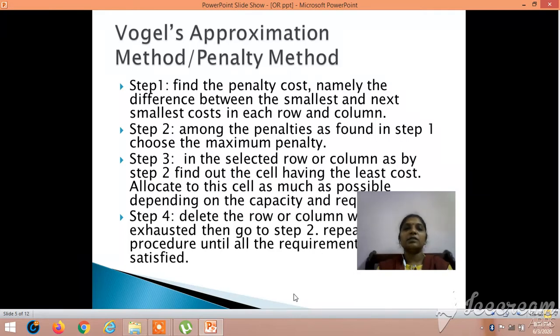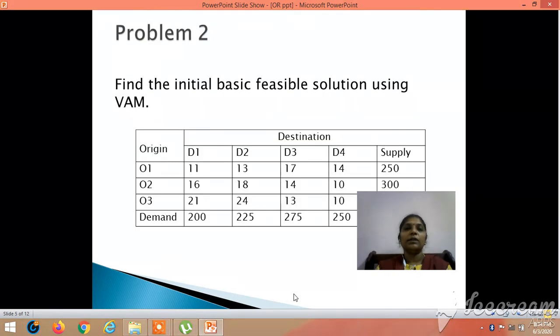The first step is to find the penalty cost, namely the difference between the smallest and the next smallest cost in each row and column. The next step: among the penalties found, take the highest, that is the maximum penalty, then allocate the demand in the minimum cost cell.